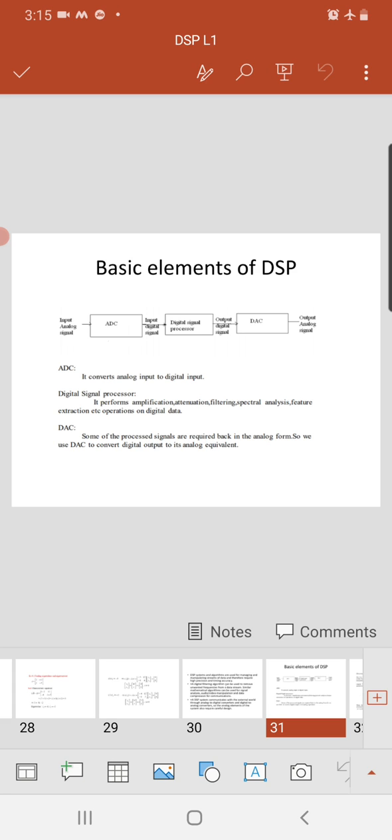So what is the role of ADC? It converts the analog signal to a digital signal. What is the role of DSP? It performs amplification, attenuation, filtration, spectral analysis, feature extraction, etc. operations on digital data. So this is the main part of the system. The DAC is nothing but the digital to analog converter. Some processed signals are required back in analog form. For that purpose the DAC is used, and it converts the digital output to its analog equivalent.